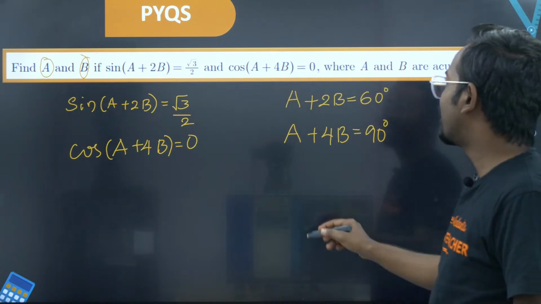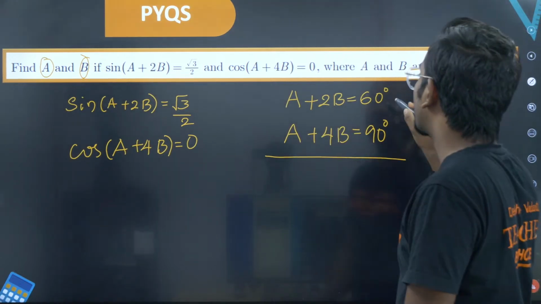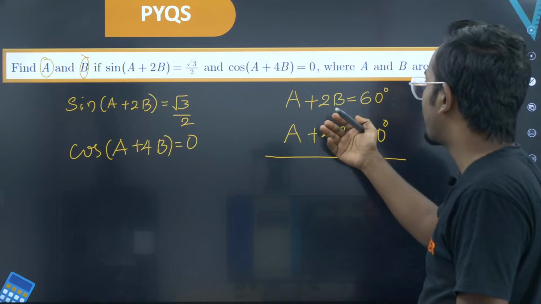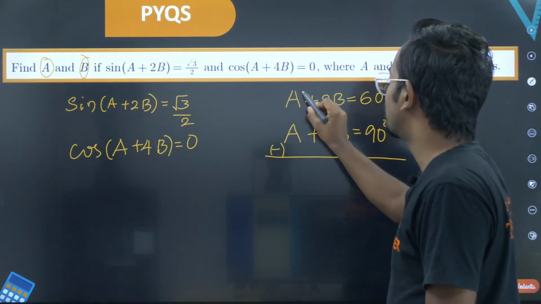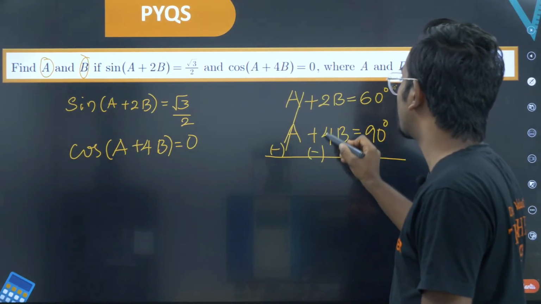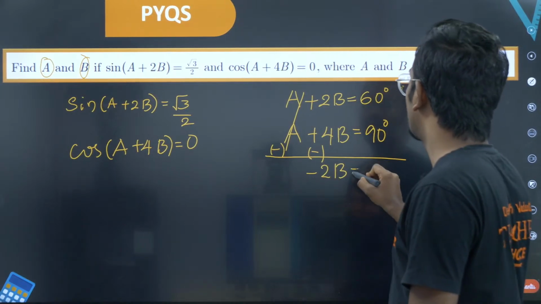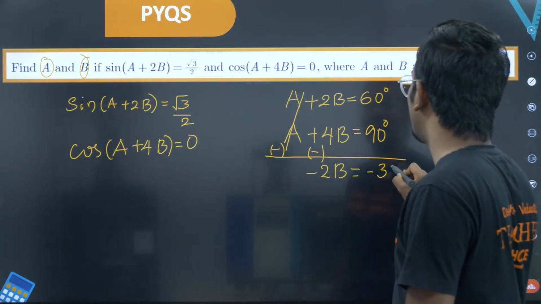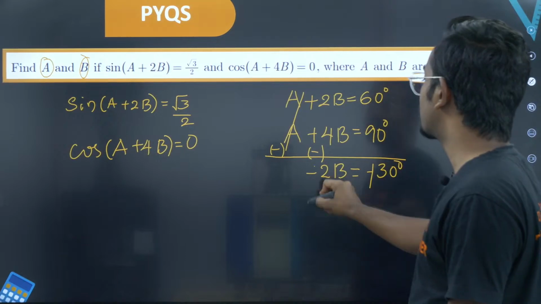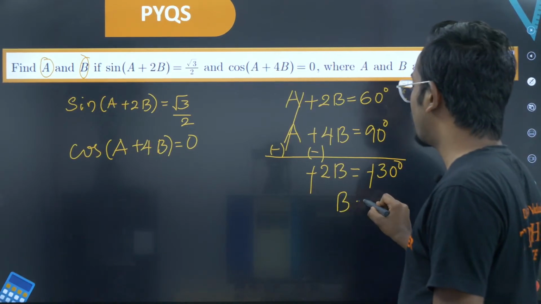What I'll do, I'll try to subtract things. So subtract equation 1 from equation 2. A minus A will get cancelled, and this becomes minus 2B is equal to minus 30 degrees. Minus minus gets cancelled. You will be left with B is equal to 15 degrees.